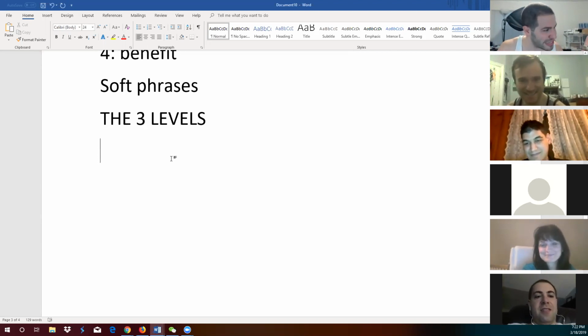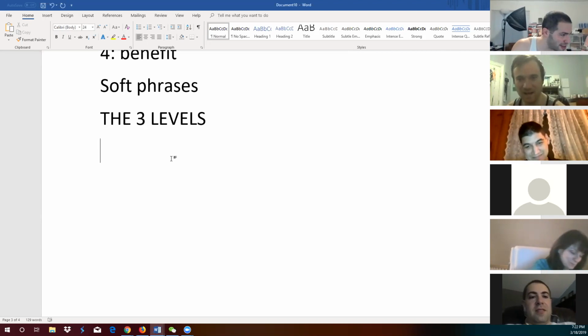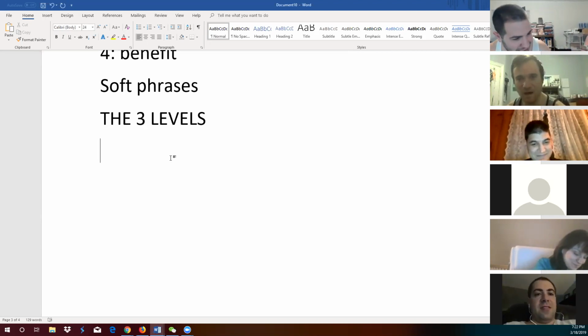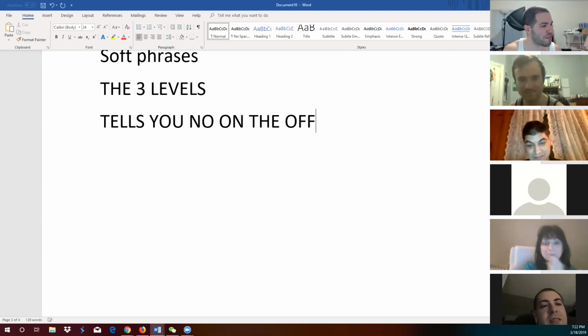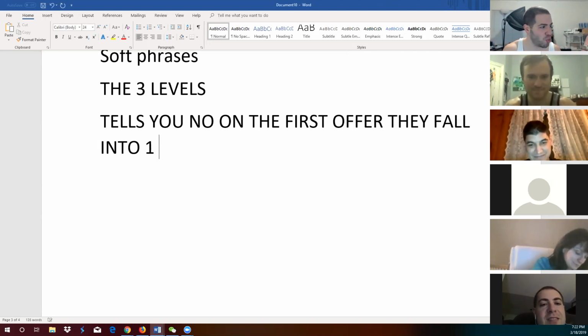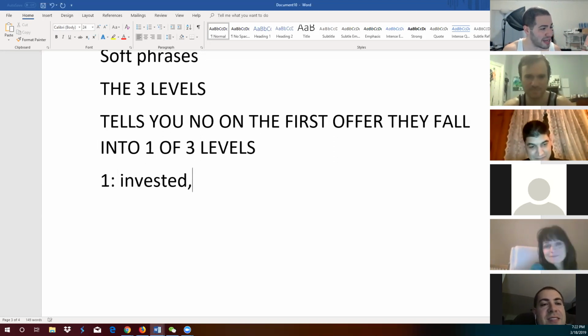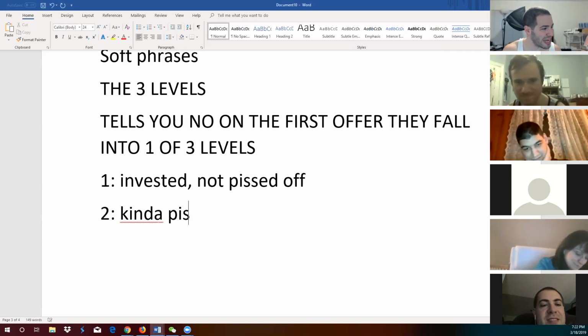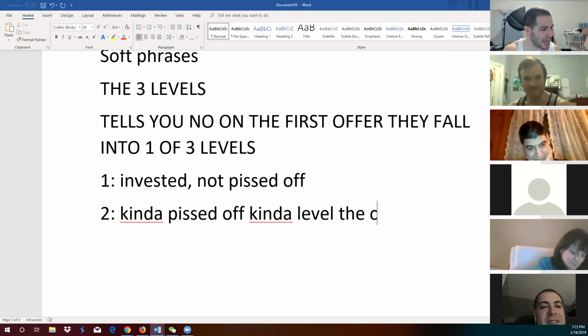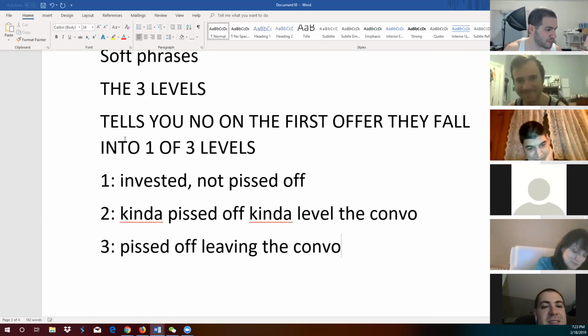Let's talk about the 3 levels. This is something Aaron Goldstein invented. I invent a lot of this stuff, but sometimes I like to show off a little bit. There's 3 levels. Whenever a prospect tells you no on the first offer, they fall into one of 3 levels. 1 is they're invested, not pissed off. 2, kind of pissed off, kind of leaving the convo. 3, pissed off, leaving the convo.